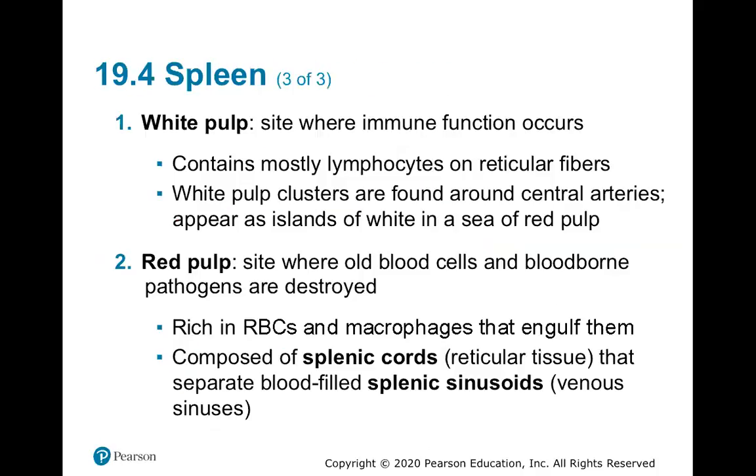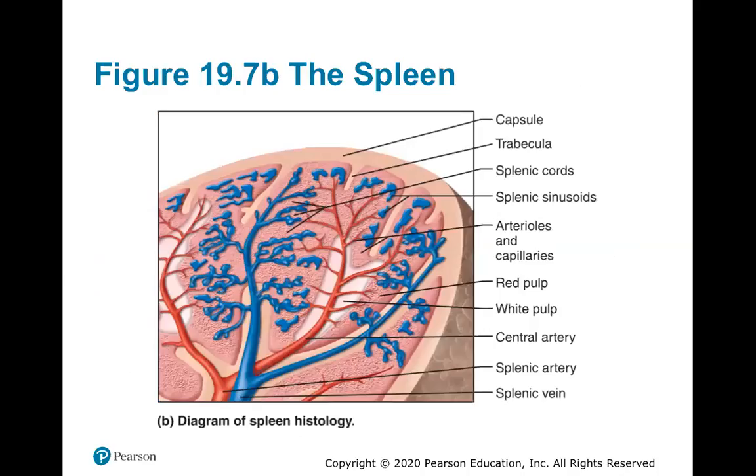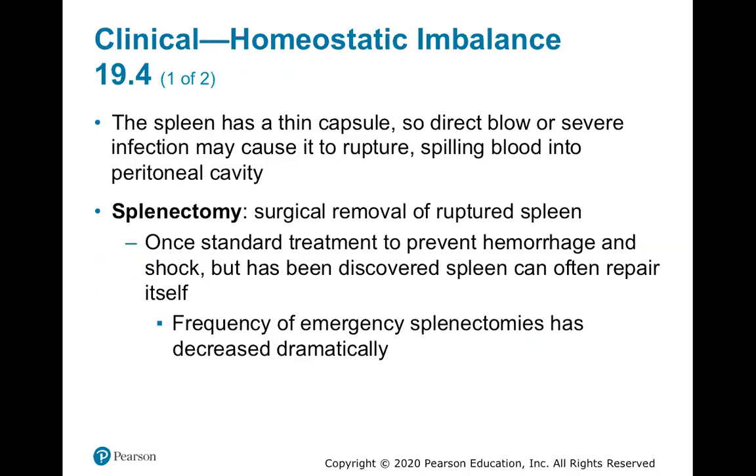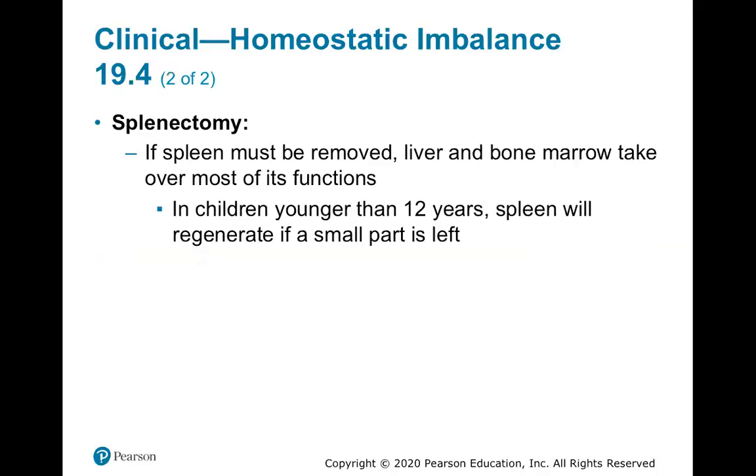White pulp and red pulp. White pulp, that's where the site of immune functions occur. Red pulp, that's where old blood cells and bloodborne pathogens are destroyed. So what happens when you get the spleen removed? It's splenectomy. That usually happens because the spleen ruptures.